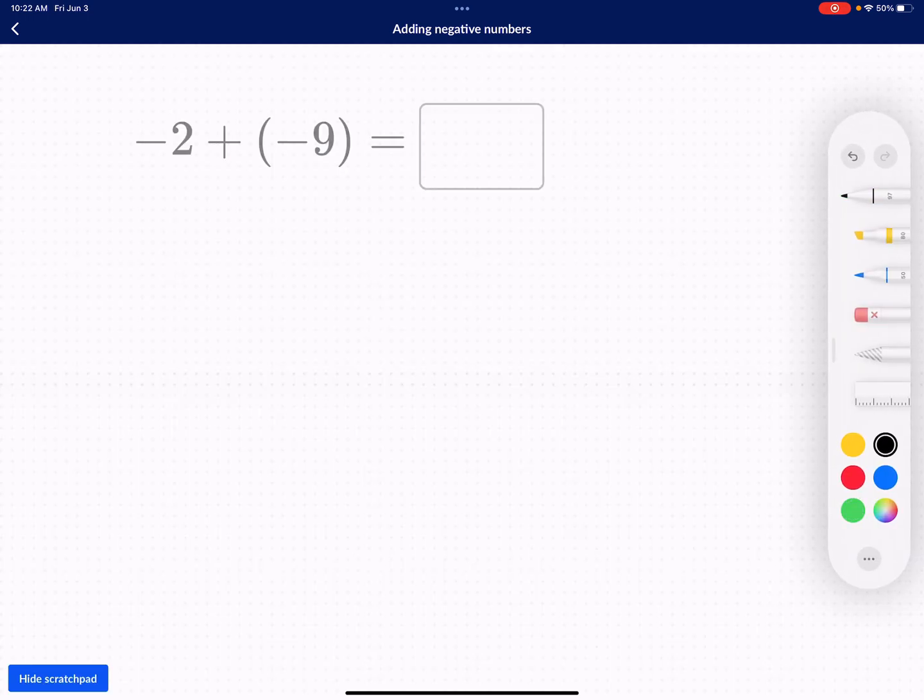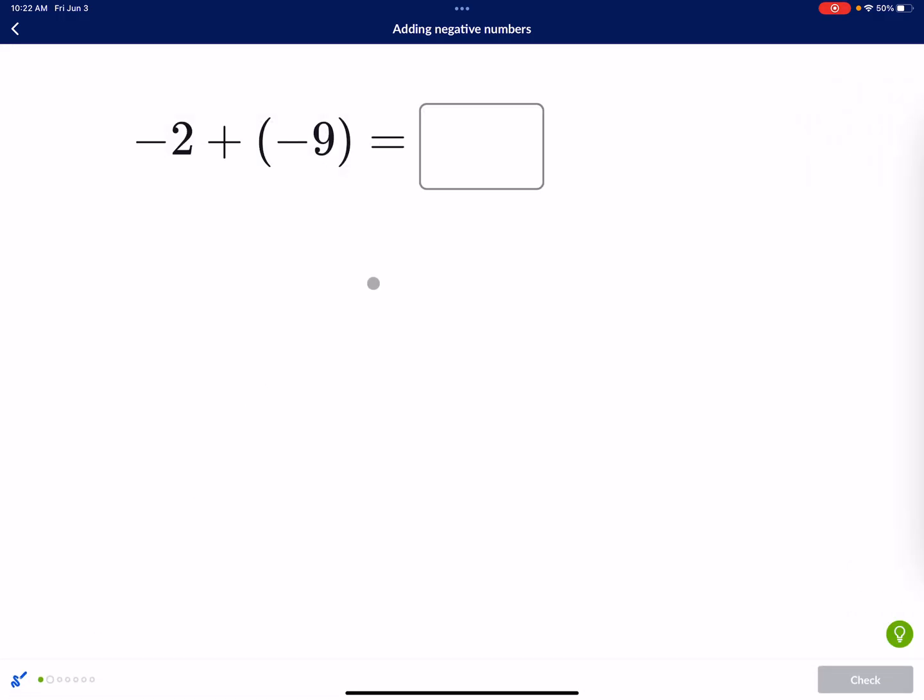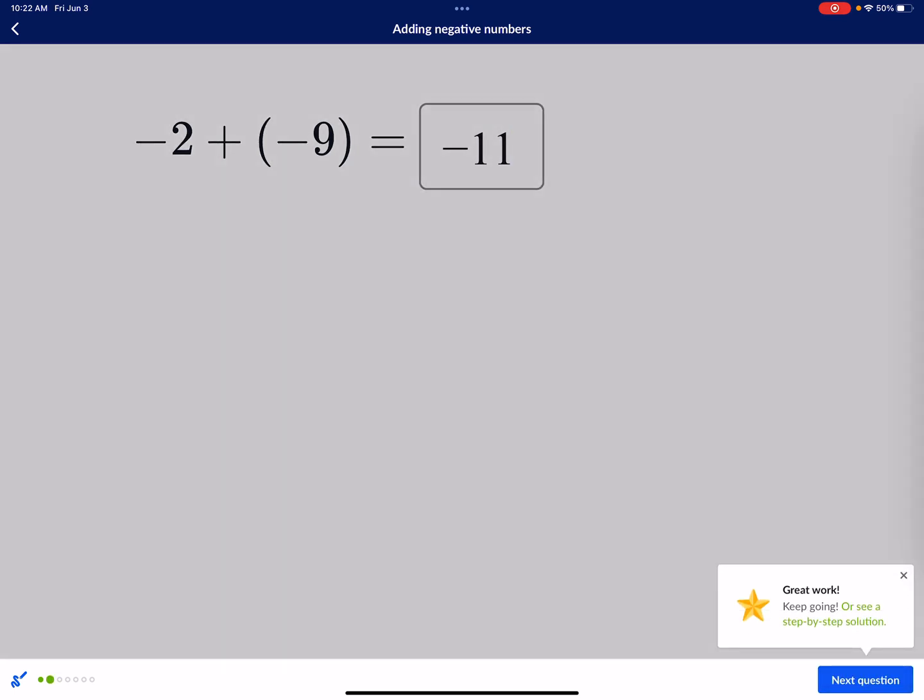All right, let's try this one. Remember, plus means place more counters. So I start with 2 negative counters, and then I have 9 negative counters: 1, 2, 3, 4, 5, 6, 7, 8, 9. I started with 2 negative, and then I placed 9 more negative counters. Altogether I have 1, 2, 3, 4, 5, 6, 7, 8, 9, 10, 11. So I have 11 negative counters.